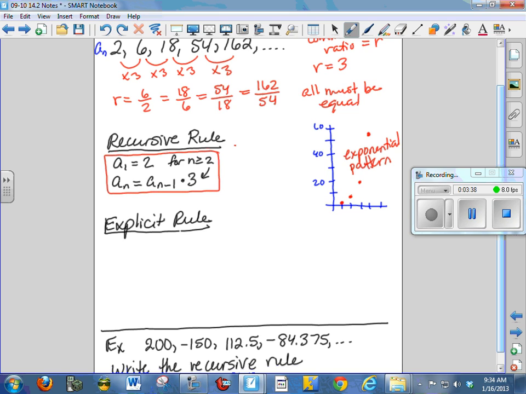So in general, we would say a sub 1 equals whatever blank, and then for n greater than or equal to 2, a sub n equals a sub n minus 1 times r, or we could say r times a sub n minus 1, either way. So that's our recursive rule. We could use that to continue to generate terms by multiplying the previous term by 3.